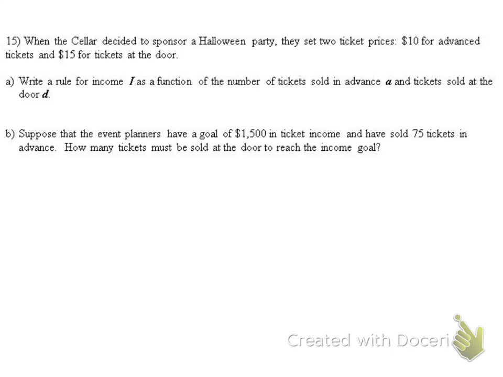Problem 15. When the seller decided to sponsor a Halloween party, they set two ticket prices, $10 for advance tickets and $15 for tickets at the door. Letter A says to write a rule for income I as a function of the number of tickets sold in advance, A, and tickets sold at the door, D.